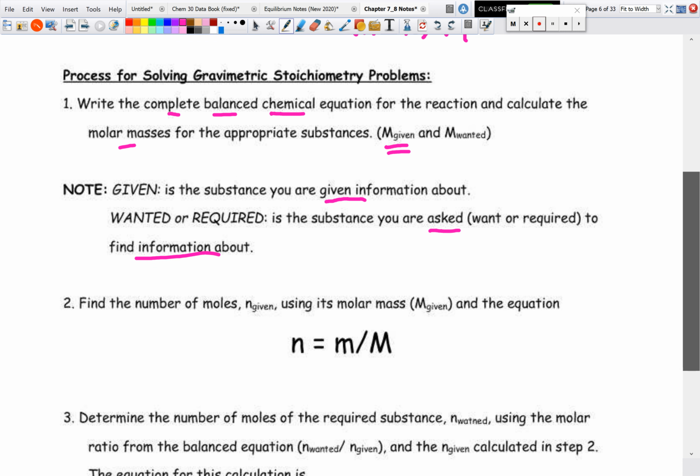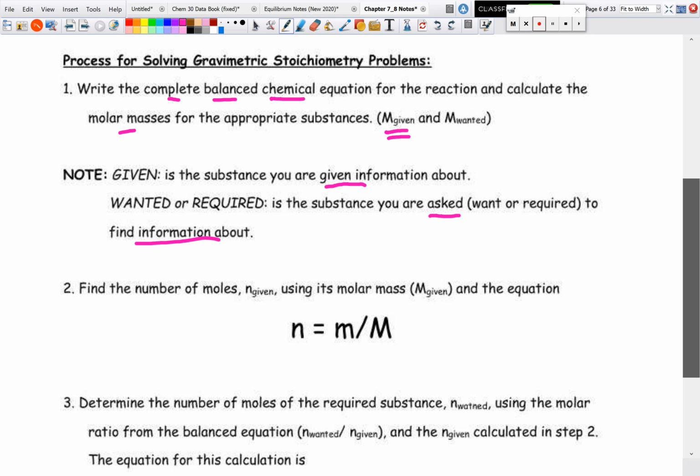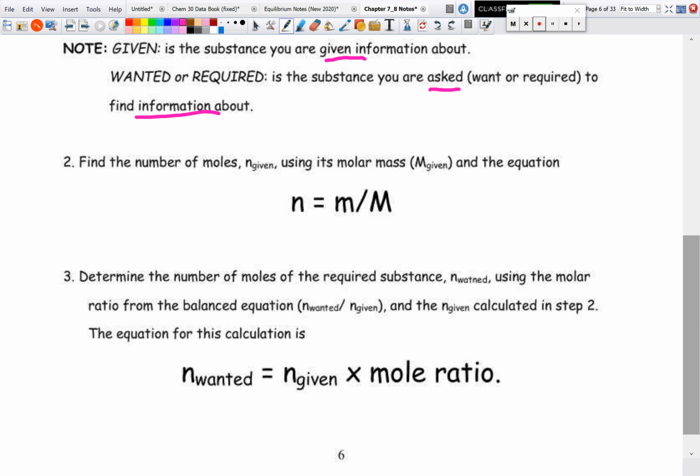Now, after we write out our balanced chemical equation and find the molar masses of our wanted and our given, our step 2 is going to be find the number of moles of our given substance using our molar mass equation. And that is number of moles is equal to mass divided by molar mass. So step 2 will always be the same. Now, this equation could change depending on what we are given, but just for our gravimetric stoichiometry problems, the second step is always going to be using this equation right here.